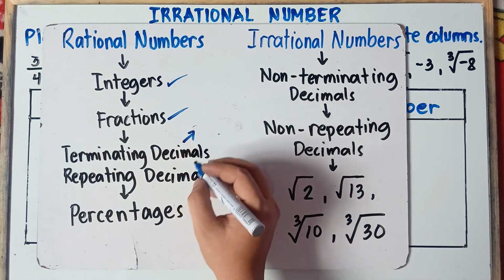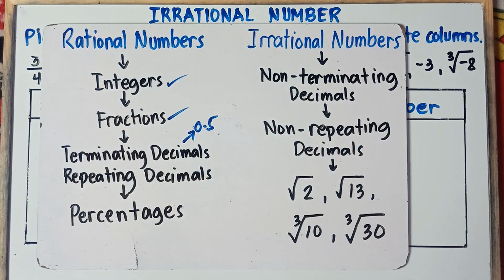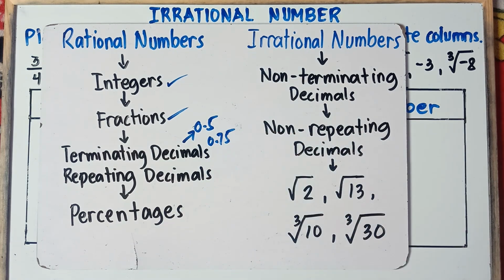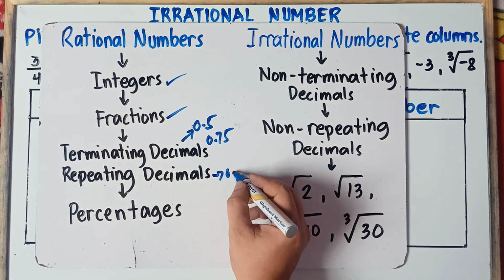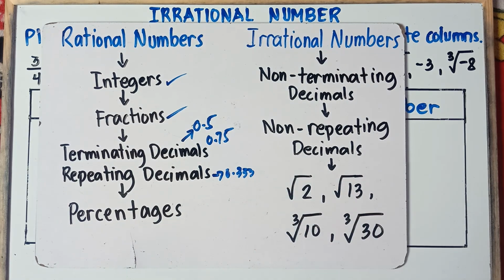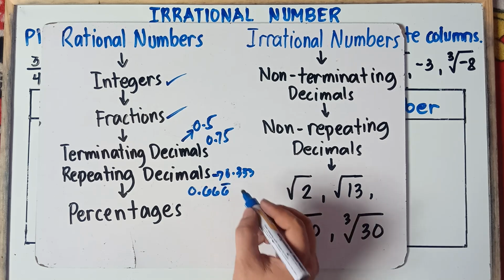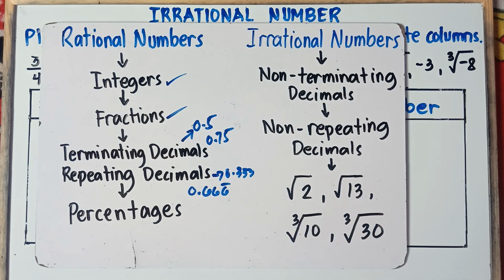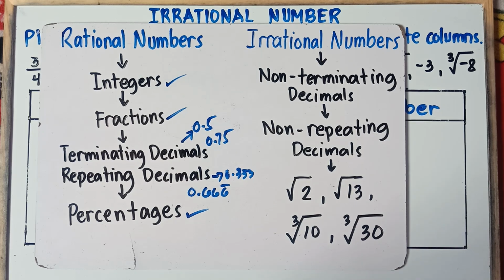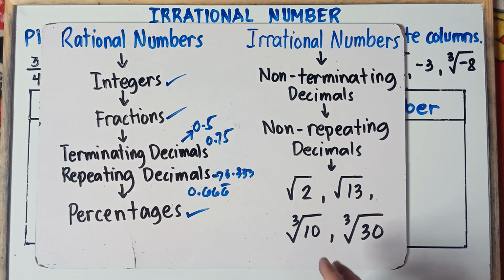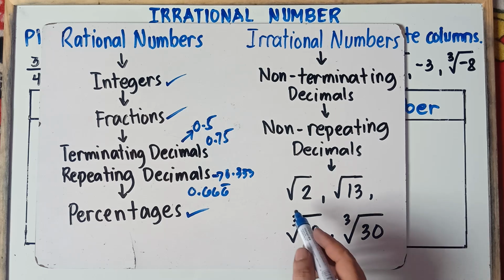Examples of terminating decimals: 0.5, 0.75. The decimal will end. Repeating decimals, for example 0.333, and 0.666 with a bar, which means repeating decimals. Those are rational numbers, and then percentages. For irrational numbers, once again, non-terminating decimals, meaning the decimals will not end, or non-repeating decimals. Example, class, is square root of 2.